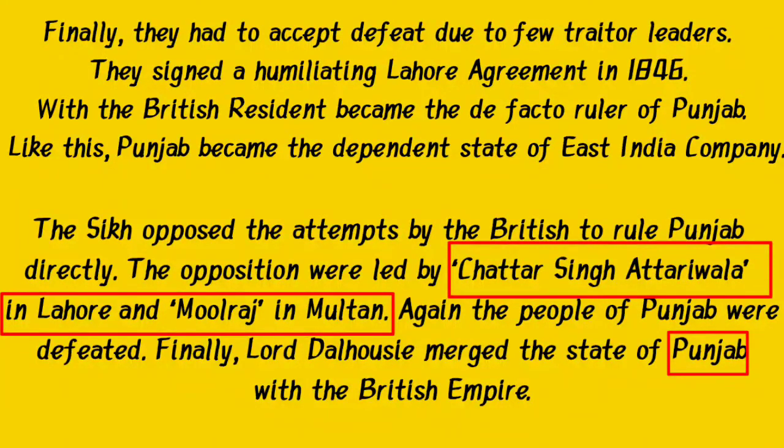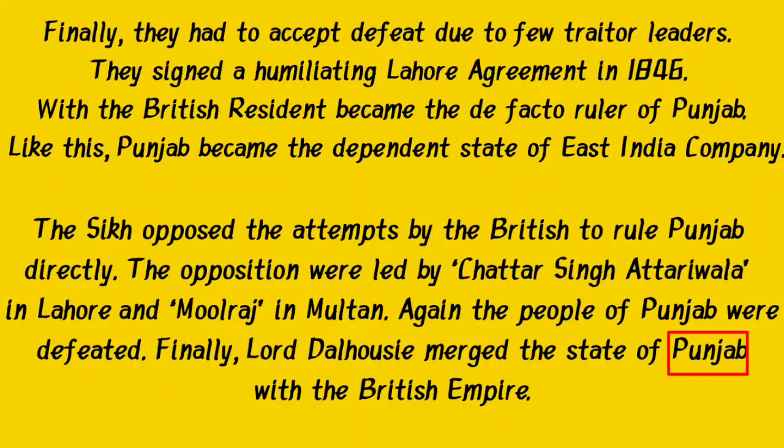So here, students, the Sikhs opposed the attempt by the British to rule Punjab directly. This was not tolerated by the English. The opposition was led by Chattar Singh Atriwala in Lahore, who formed an army, and Mulraj in Multan. Again, the people of Punjab were defeated, though the combined forces of Chattar Singh Atriwala in Lahore and Mulraj in Multan fought against the British.